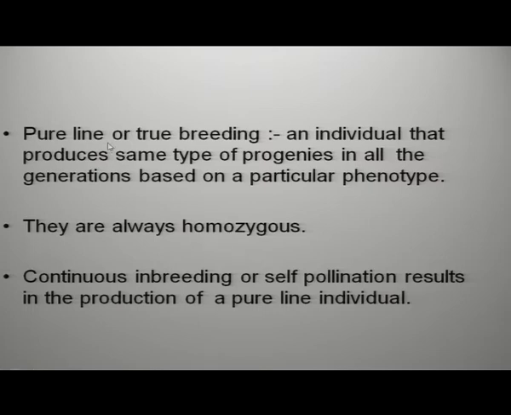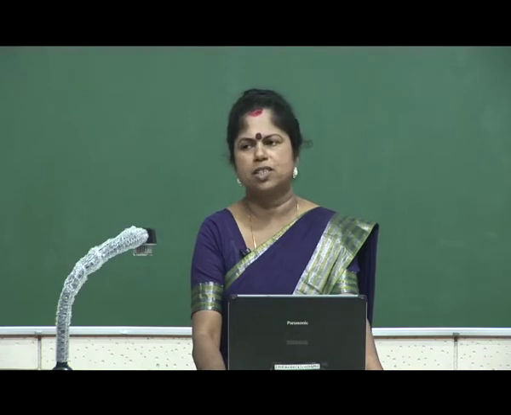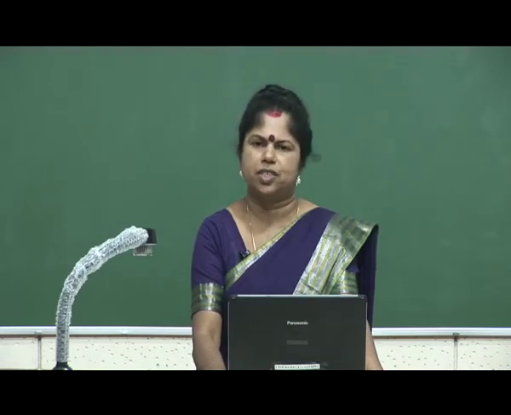Now, regarding pure line, or pure breeding, or true breeding: an individual that produces the same type of phenotype, the same type of characters, in all the progenies in all the generations, is pure breeding, true breeding, or a pure line. And such individuals will always be homozygous. Later in this chapter there will come many genetics problems, and there it will be given only as pure line or pure breeding. So the concept must be clear: a pure line individual will always be homozygous, and it will breed true, producing the same phenotype in all the progenies for all the generations.